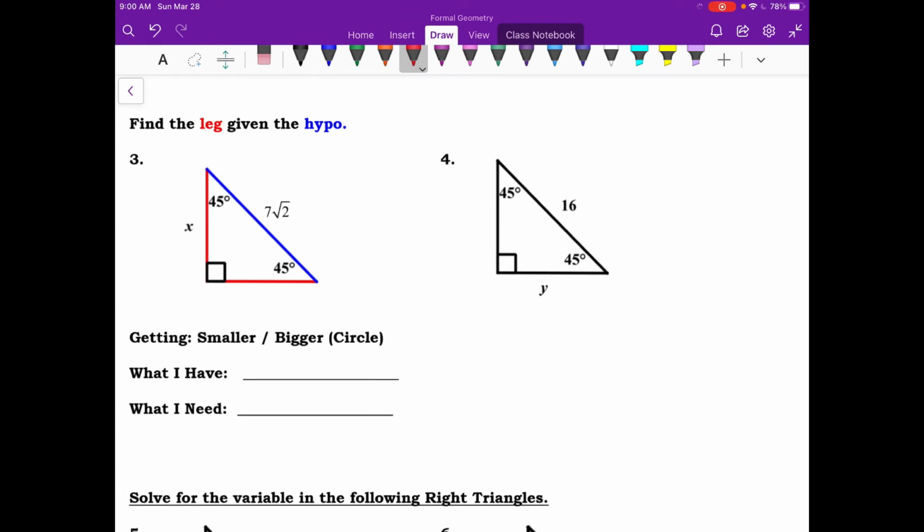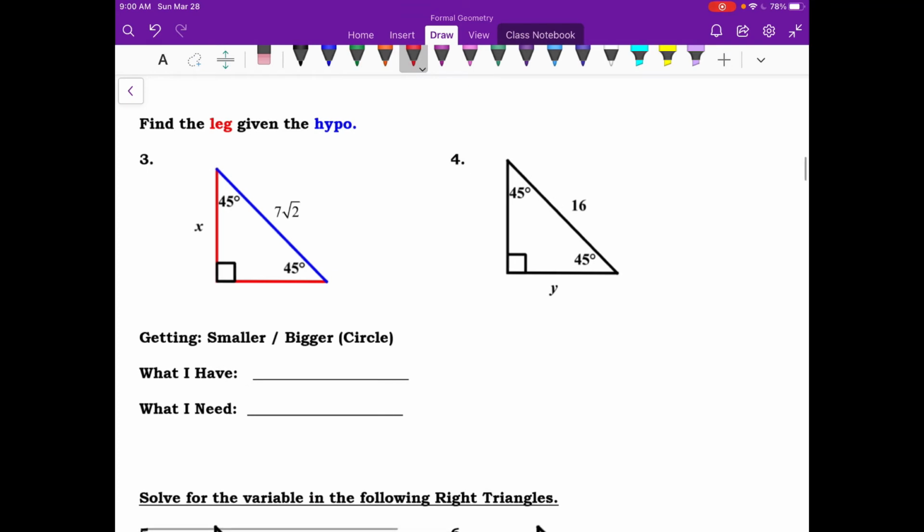Okay, for 3 and 4, we need to find the leg given the hypotenuse. So now we're going the other way. On number 3, we have, again, the hypotenuse. I'm going to abbreviate. We need the leg. We are going to be getting smaller. The hypotenuse is the longest side, so we need to get smaller to get the leg.